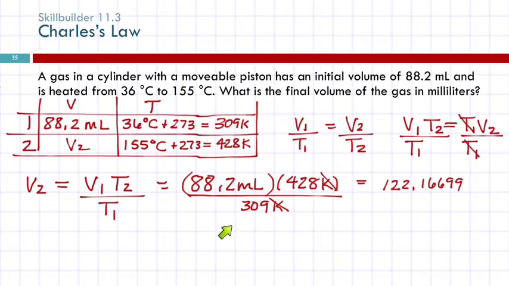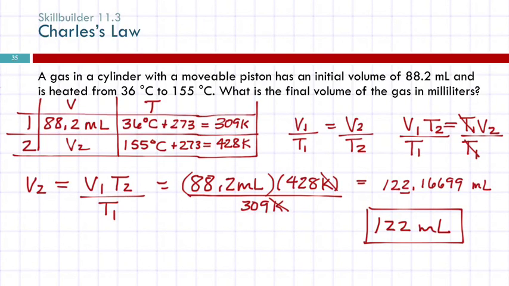Looking at these numbers, none of them are exact. They all have 3 significant figures, so my answer should have 3 significant figures. The unit is milliliters because that's the only unit that didn't get crossed out. So the volume is 122 milliliters. Any questions?